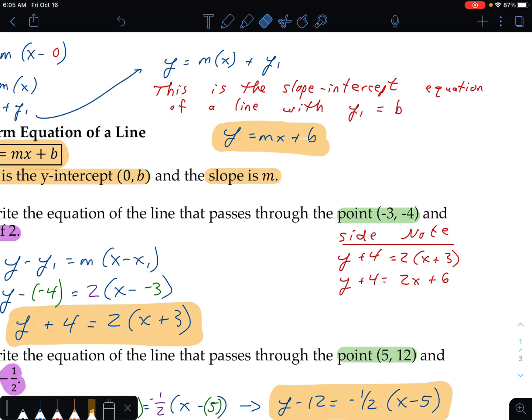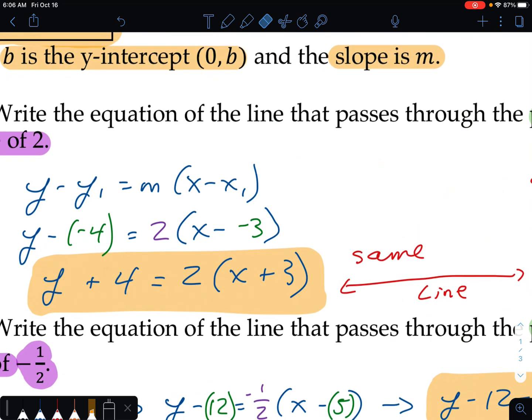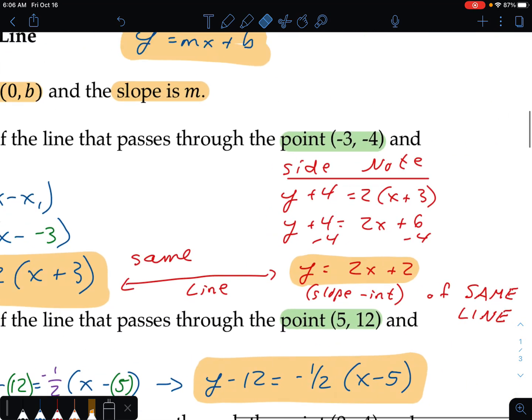First, distribute my 2 into the x plus 3, so I get 2x plus 6, and then very simply subtract 4 from both sides, and I get y equals 2x plus 2. And there is the mx plus b equation of the same line, the slope-intercept of the same line. These two lines are exactly the same. One's written in point slope, and one's written in slope-intercept.